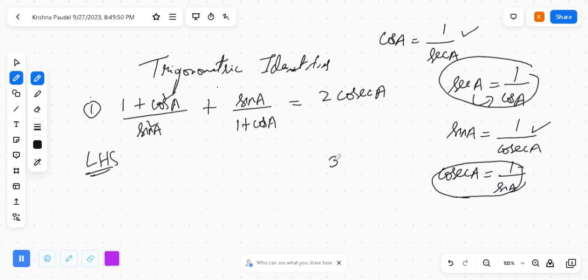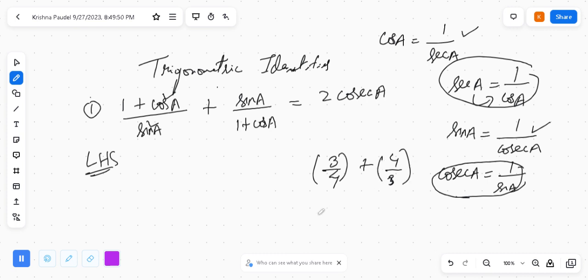It looks like 3 by 4 plus 4 by 3 if you see closely. So since I can't change sine to 1 by cosec, and can't change cos to 1 by sec, the only step left now is to do the addition of these two fractions.